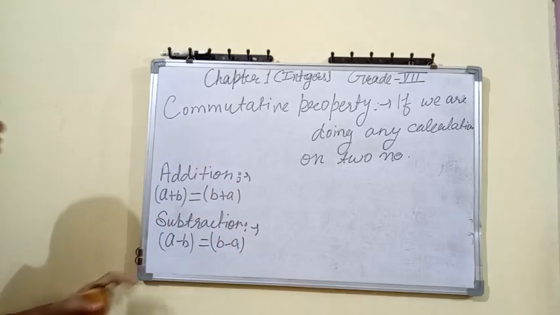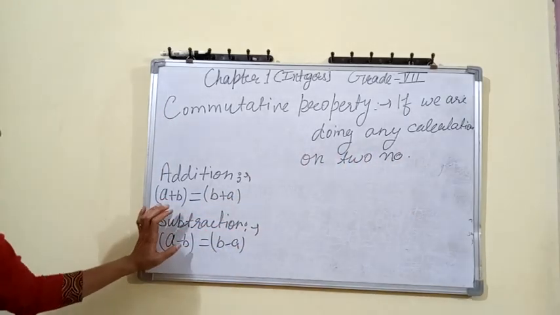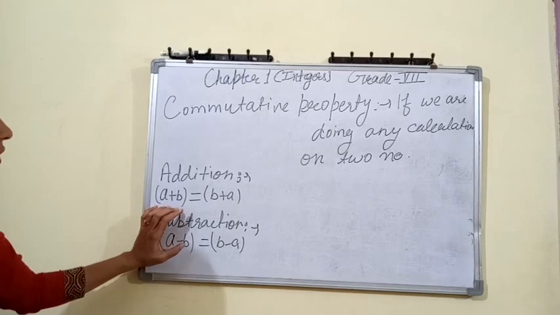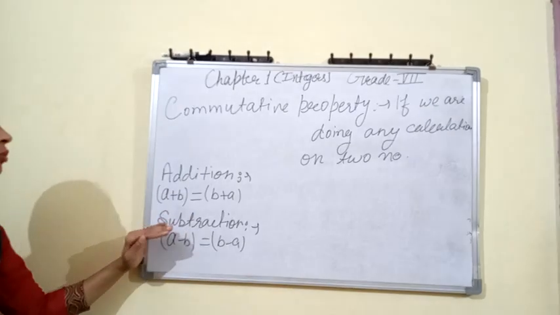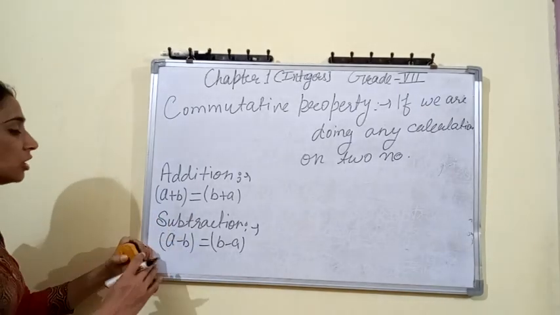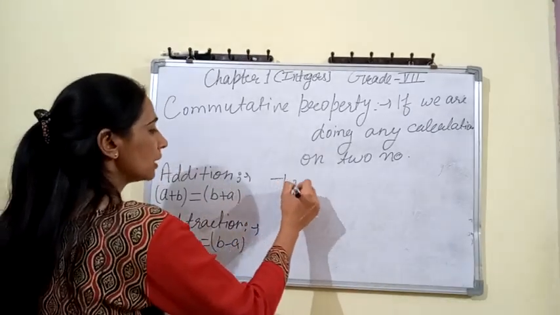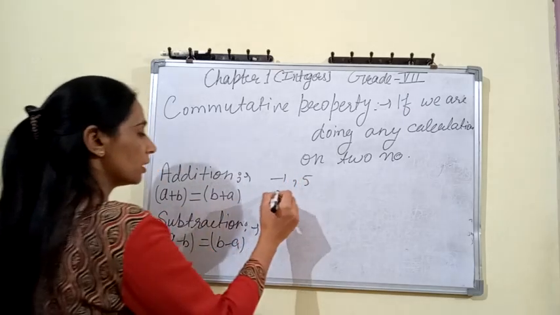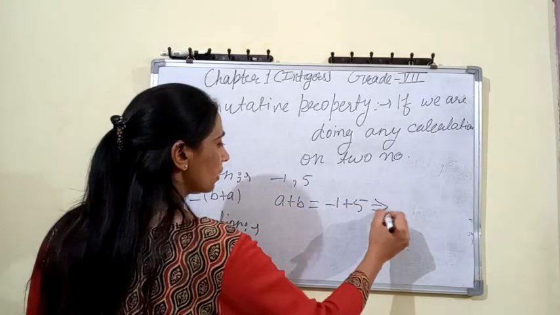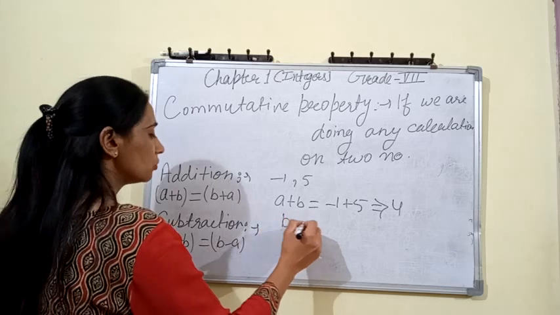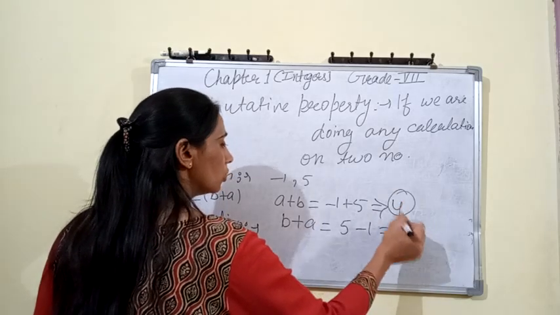The commutative property is saying if we are doing any calculation on two numbers, so if we are adding a plus b and then we are adding b plus a, both should be the same, the result should be the same. Similarly in subtraction. Let us check with two integers, suppose minus 1 and 5. Left hand side, what is a plus b? Minus 1 plus 5. So you will get 4. Now check the reverse order, b plus a. That is 5 minus 1, which is also 4. So these both are the same.